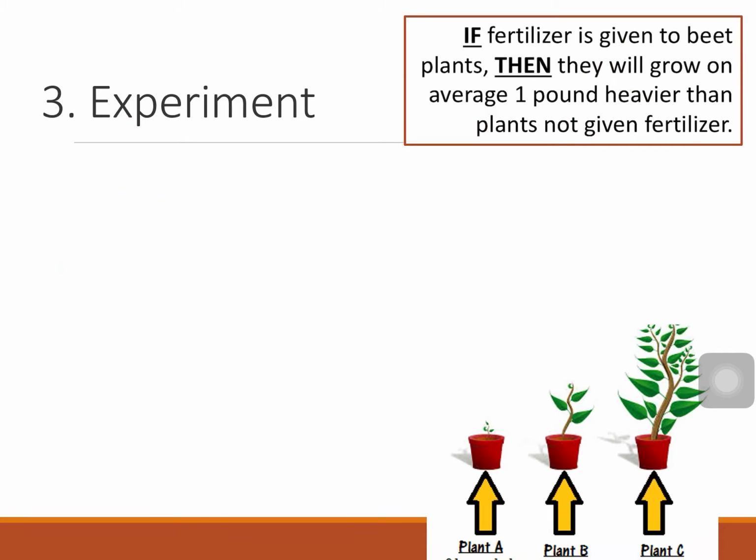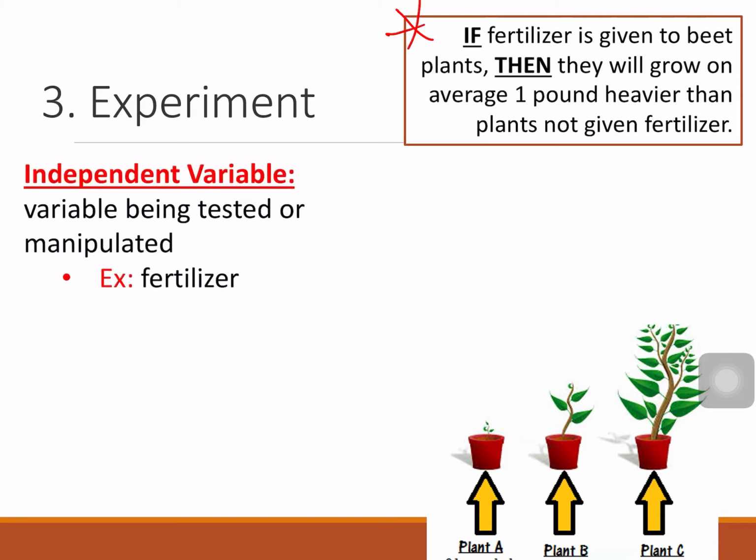Okay, so again, I put my hypothesis up here because we are going to break this hypothesis down. When we experiment, there are different parts of an experiment, and this is the main focus of Learning Target 1, so make sure you're paying close attention here. We have what we call an independent variable. An independent variable is the variable being tested or manipulated, so it's what you as the scientist are physically changing.